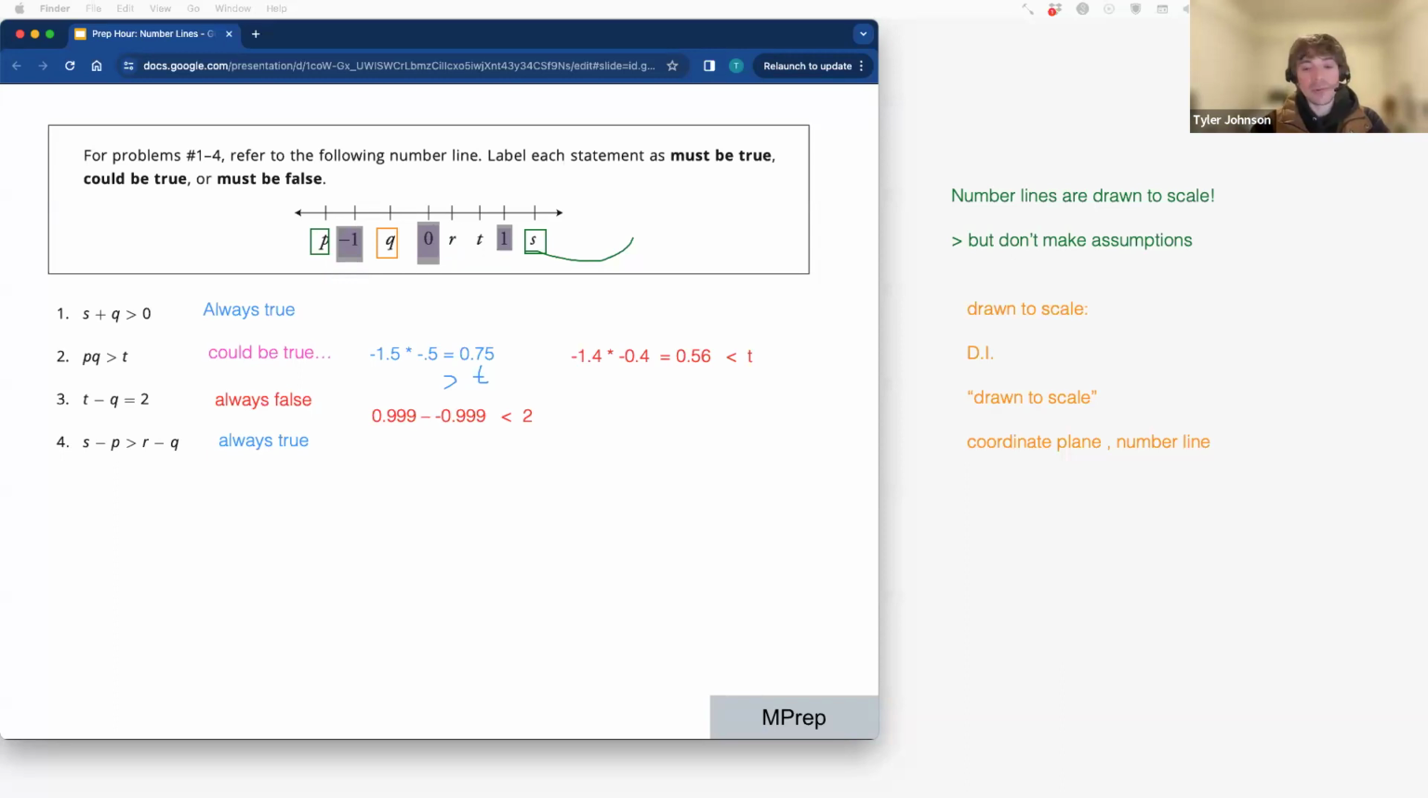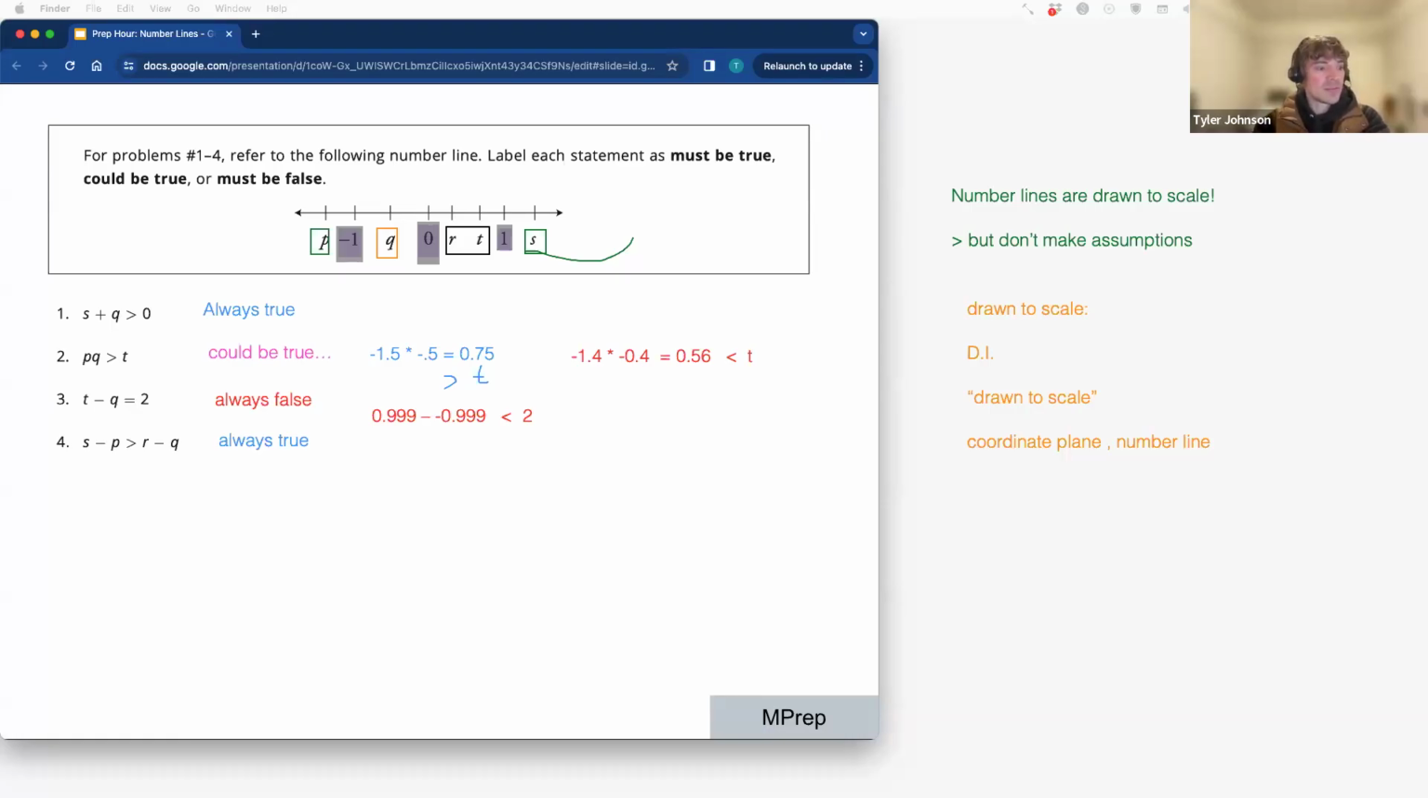Another safe thing is that relative positions are accurate. So between R and T, R is the smaller positive fraction, T is the bigger positive fraction. But yeah, be careful with the variables. Don't make unnecessary assumptions.